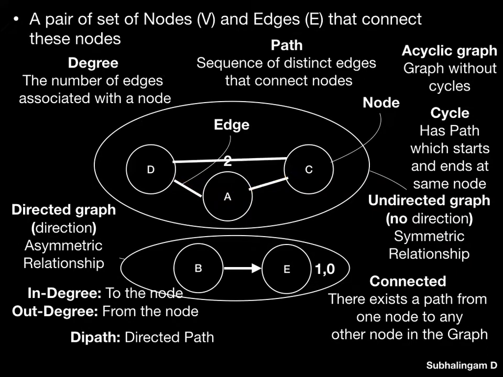Suppose we connect D and C. Then if we start from D, you can go from D to A to C, and come back to D from C. So we have started from D and reached D again. So the graph is no more an acyclic graph and is said to have a cycle.